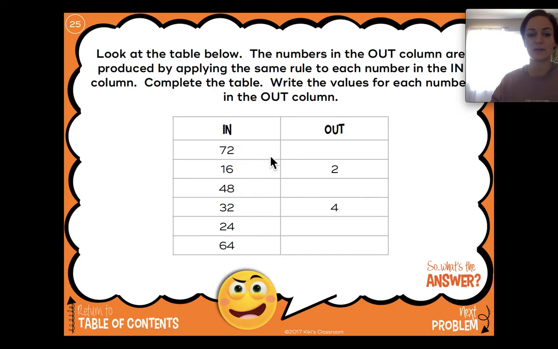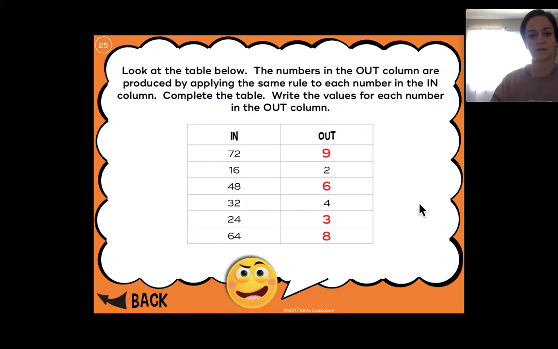72 divided by 8 would be 9, okay? And I'll actually go ahead and click the answer so it'll do it and we can go through it. Oops, yeah, there we go. Okay, so 72 divided by 8 is 9. 16 divided by 8 is 2. 48 divided by 8 is 6. 32 divided by 8 is 4. 24 divided by 8 is 3. And 64 divided by 8 is 8.